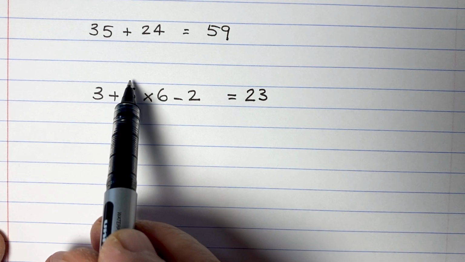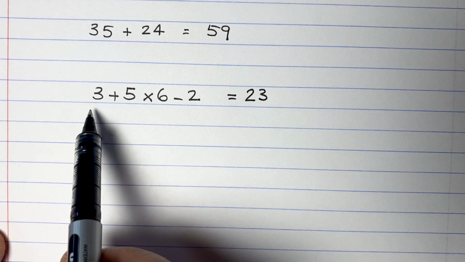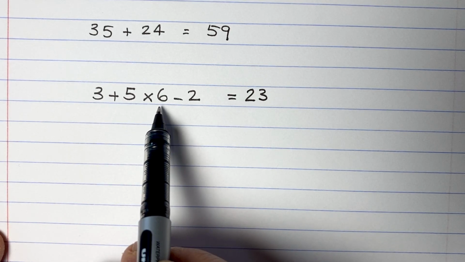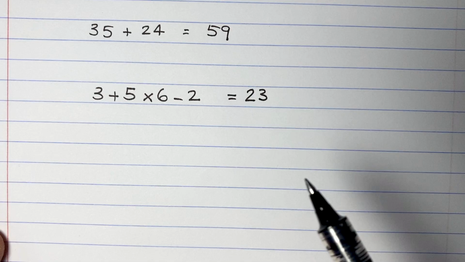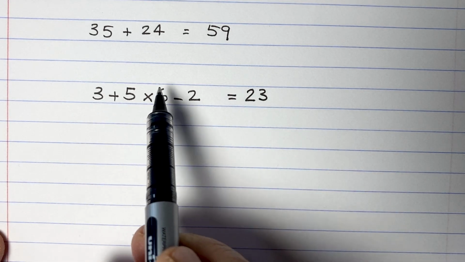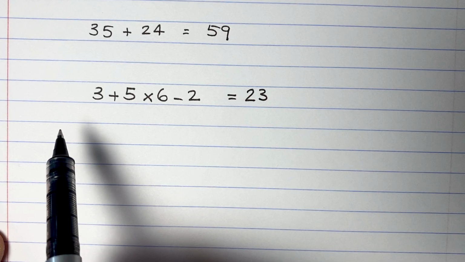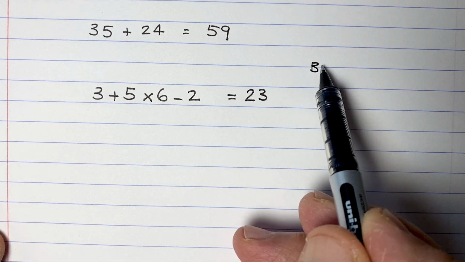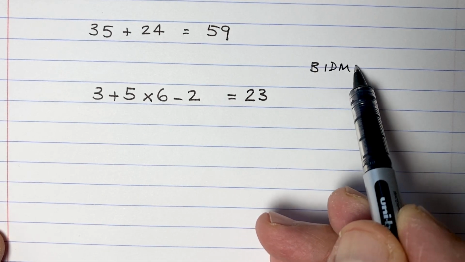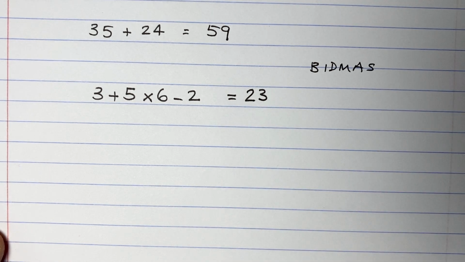You see, if I put brackets around 3 and 5, 8 times 6 becomes 48, take away 2 becomes 46, not 23. So with this, you need to try, and bear in mind, again, you have to obey the rules of BIDMAS. That is the order of operation.